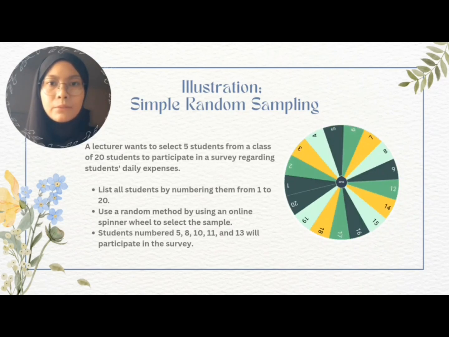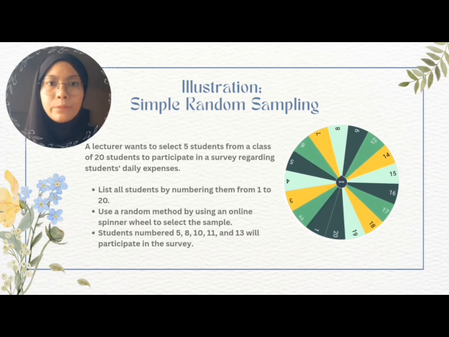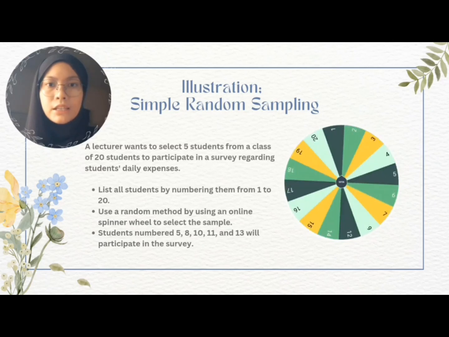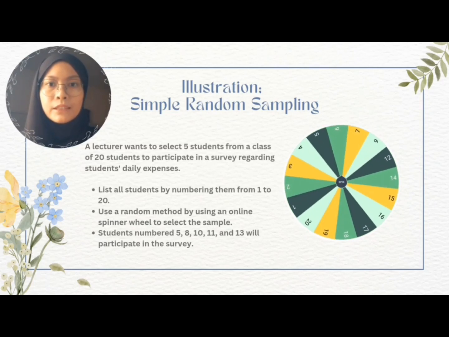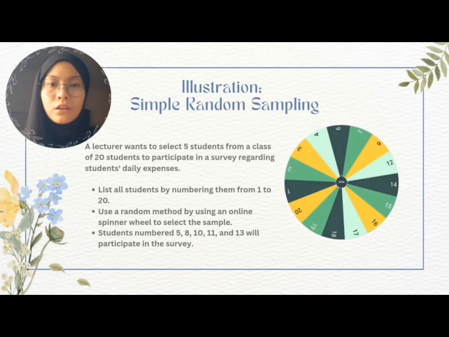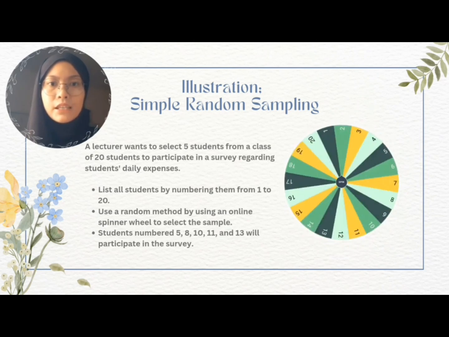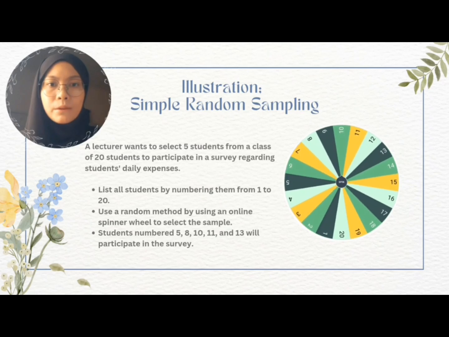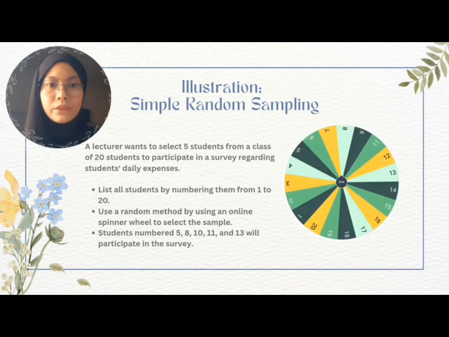Use a random method by using an online spinner wheel to select the sample. To ensure randomness and fairness, the numbers 1 to 20 were entered into the spinner. The spinner was spun 5 times, each time selecting one unique student. Once a number was selected, it was removed from the spinner to avoid repetition.